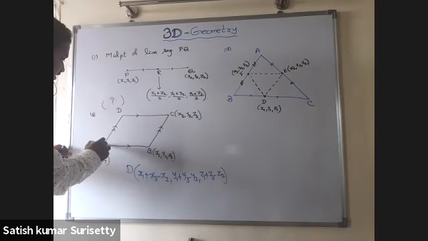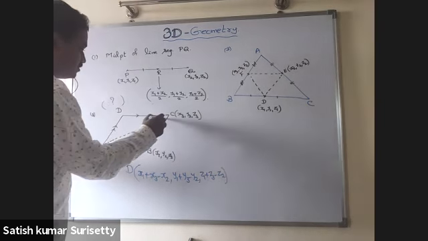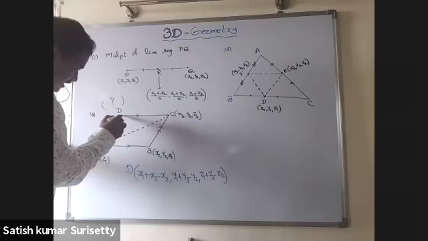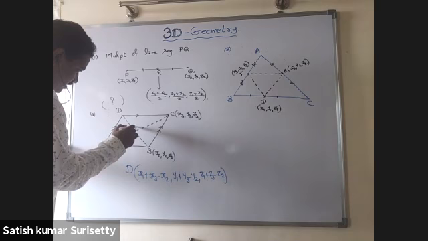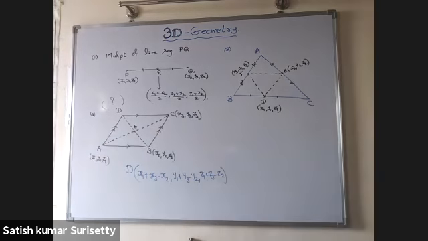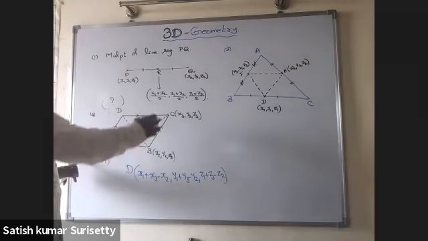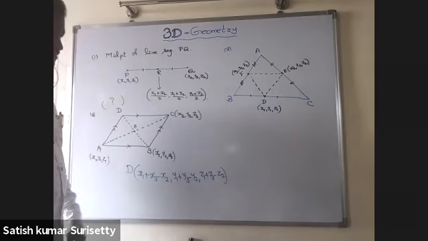So this can be derived using diagonals bisect each other. So take the midpoint of AC, midpoint of BD, equate it and then solve. That is, add the adjacent and subtract the opposite.